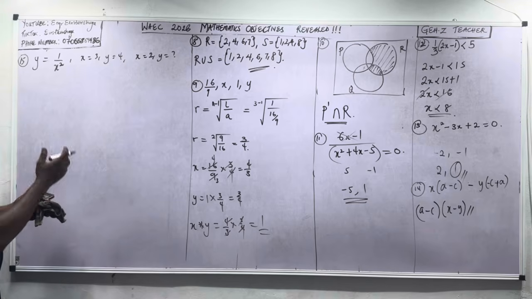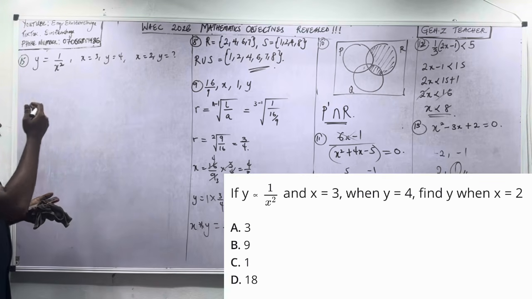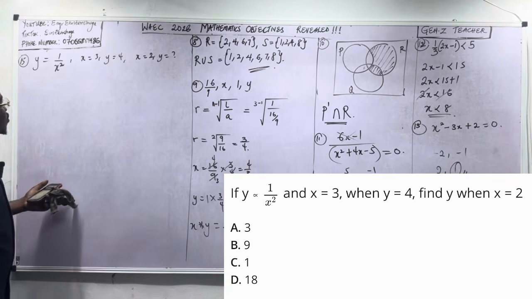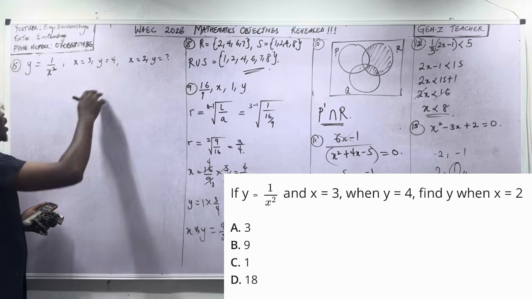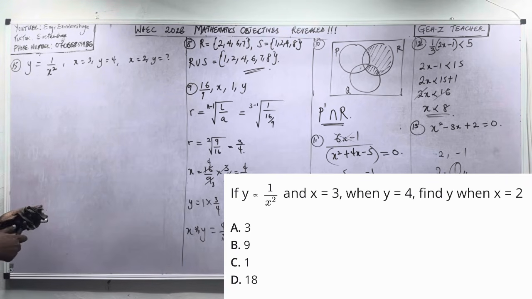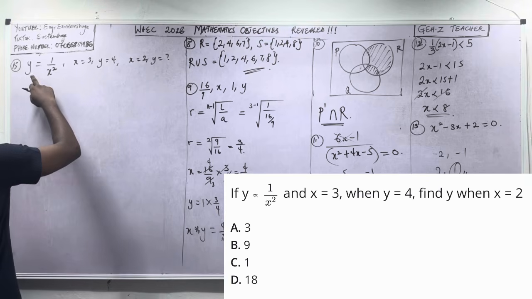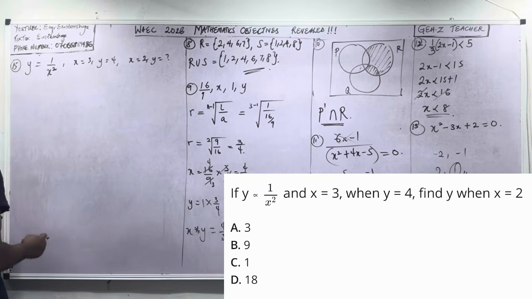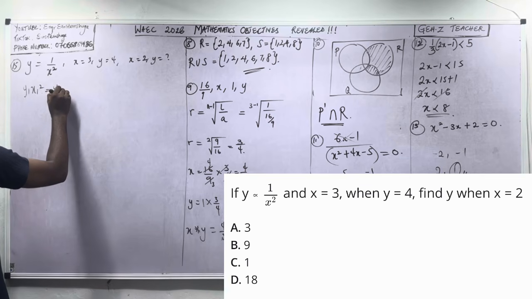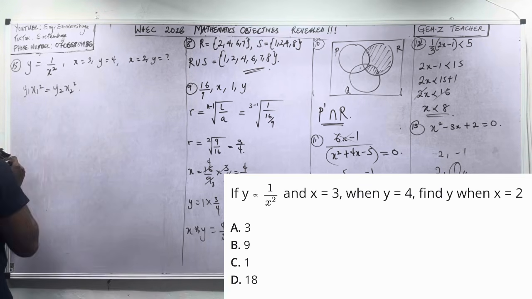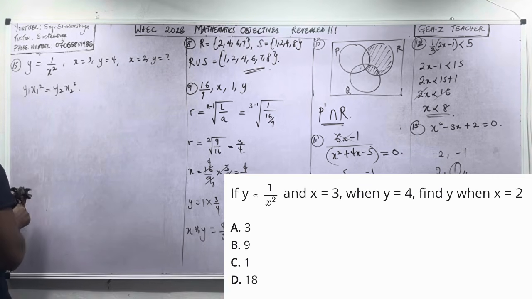Number 15, we have this expression. We have to find the value of y when x is 2. Quickly, from the way it relates, we can see that y is inversely proportional to x squared. You can say y1 x1 squared equals y2 x2 squared. So quickly put the values given to get the answer.